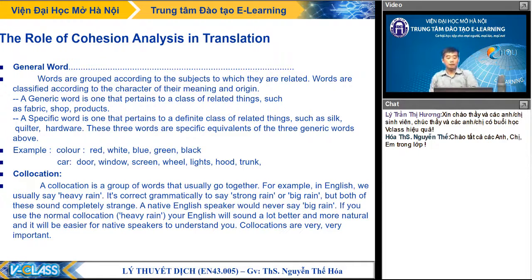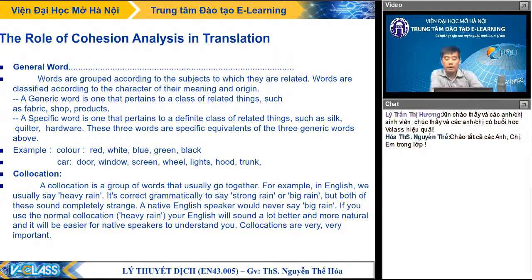Now, what about general words? In doing the translation, we also have to deal with general words. Those are the words that are grouped according to the subjects to which they are related. Words are classified according to the character of their meaning and origin. Then a generic word is the one that pertains to a class or related things, such as fabric, shop, and products.